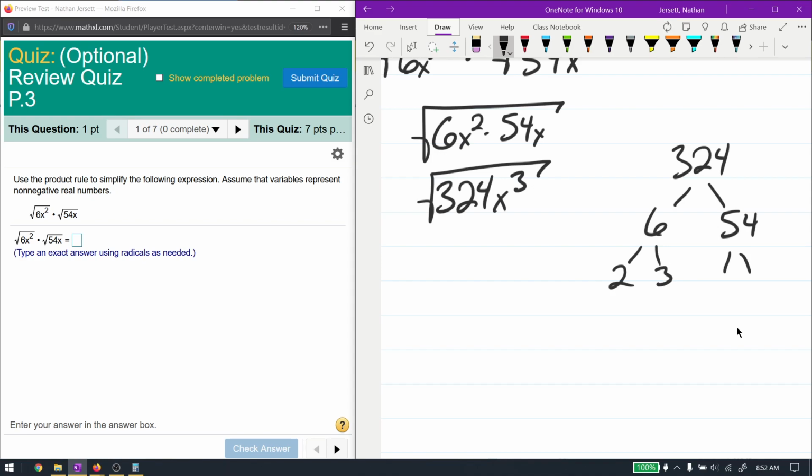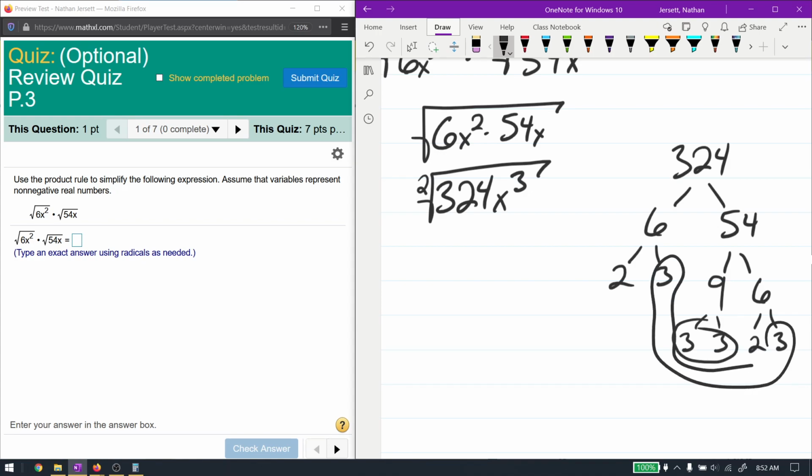54 is, let's see, I think 9 times 6 is 54. 9 times 5 is 45, yeah. And 9 is 3 times 3. 6 is 2 times 3. And all we're trying to do here is ask what are the pairs of things. This is a square root, meaning there's a 2 here. So we're looking for groups of 2, or in other words, pairs. And we have a pair of 3's here, a pair of 3's here, and finally a pair of 2's here.